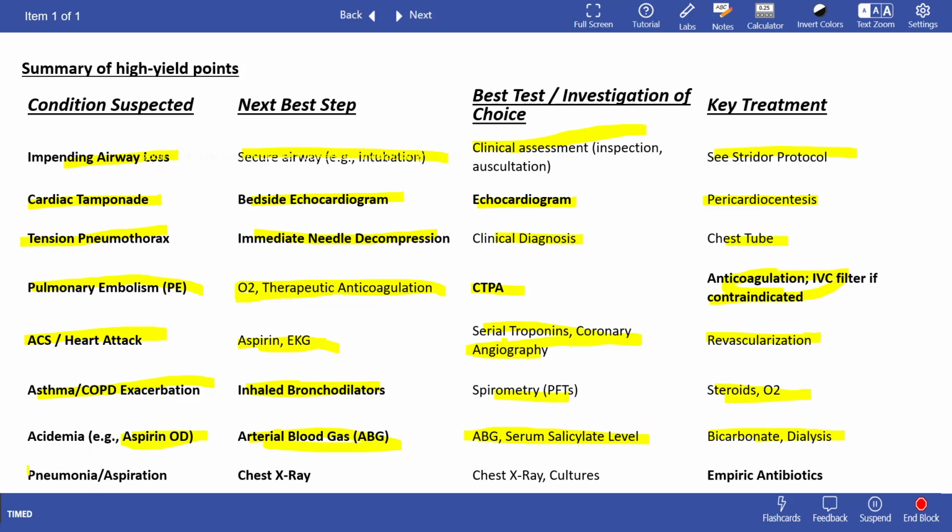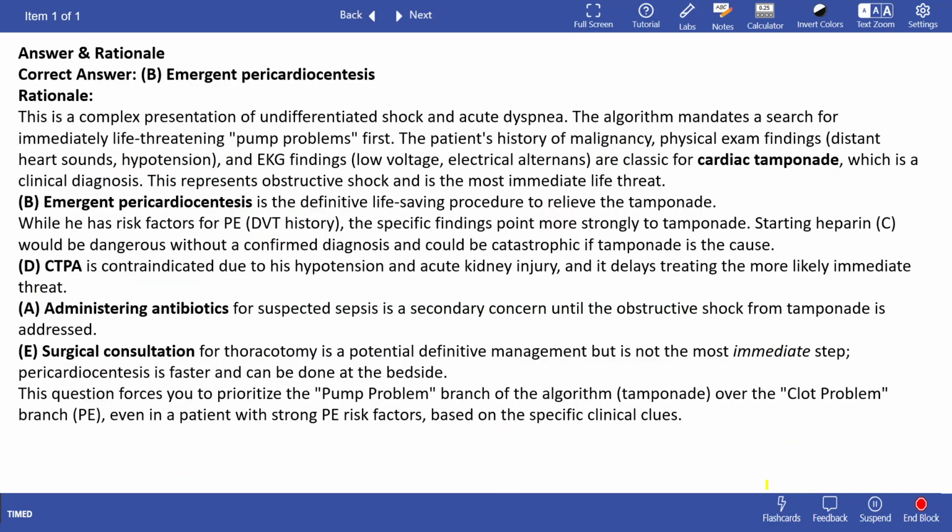In case of pneumonia, aspiration, you would go for chest X-ray, and the best test would still be chest X-ray, and you would give empiric antibiotics.